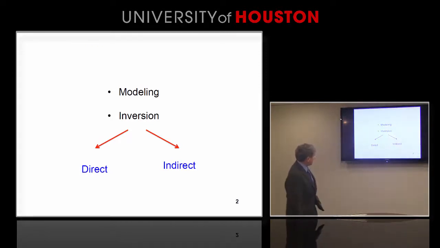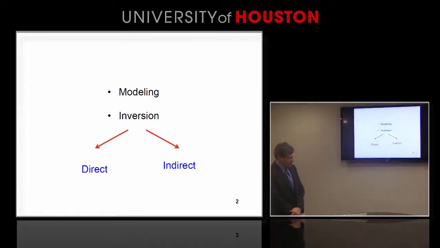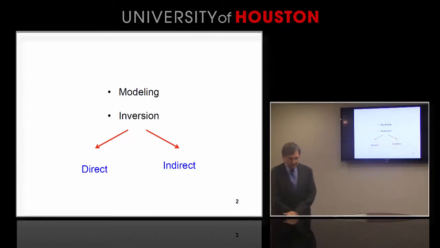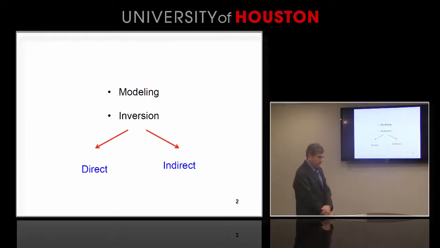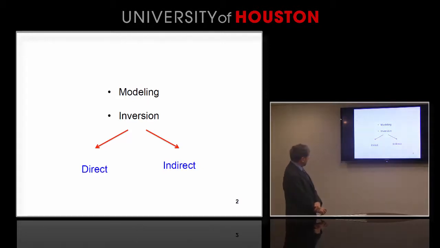Modeling, we know what that means. If you know the medium, you generate a wave that propagates through that medium, and you can predict the wave from various modeling methods. Inversion comes in two varieties. Inversion is seeking to determine properties inside a medium from measurements of the wave field, or difference in wave field between a reference and an actual wave field, and using that difference in wave field to determine the difference between the reference medium and the actual medium. There are direct and indirect methods.